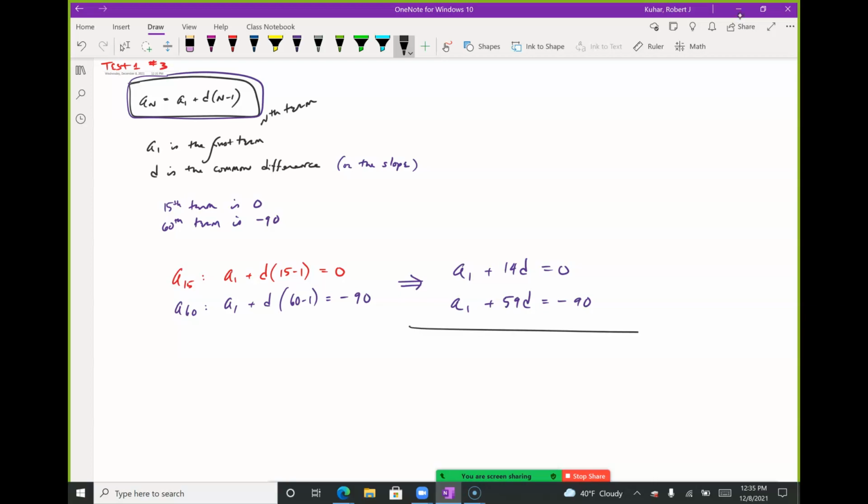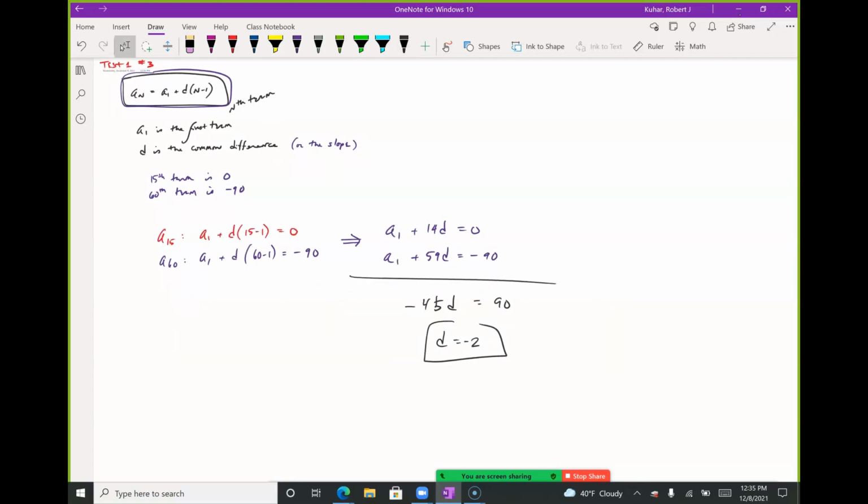So this one I'm just going to subtract the two, right? So a1 minus a1 is 0. 14 minus 59 is negative 45d. And 0 minus the negative 90 is 90. So d is 2. Oh, sorry, negative 2, right? So I'm going to be subtracting 2 every time I move to the next term. Slope is negative 2. Once I know d, I can plug it into either equation.